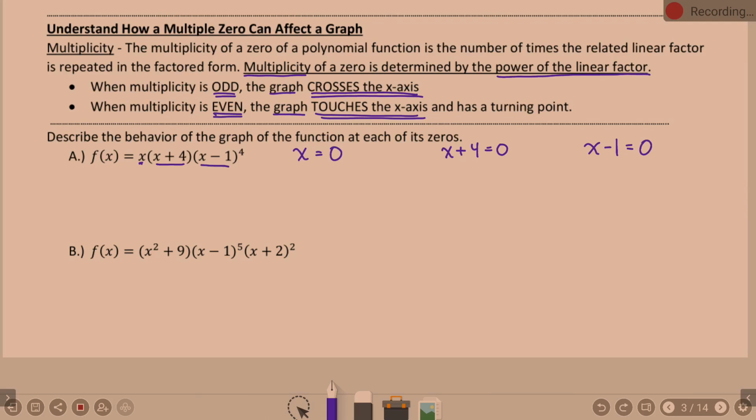Now, in order to solve them and find our zeros, basic solving, yes? We know one of our zeros is going to be x equals 0. For x plus 4, we know x is going to equal negative 4. And for x minus 1, we know x is going to equal 1. So those right there are my zeros. That row of values I just found are my zeros.